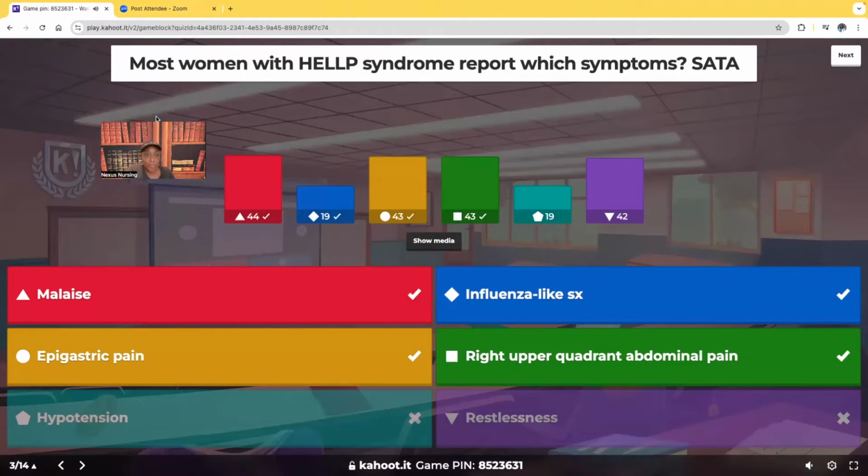The first four. Malaise, just that general feeling of not feeling well, feeling sick, feeling weak. Influenza-like symptoms, fever, weakness, epigastric pain, feeling heartburn, right upper quadrant abdominal pain. Not hypotension. If anything, we'd expect to see hypertension. And not restlessness. They're going to feel malaise. They're going to feel weak. They're not going to be restless, wanting to run all over the place.